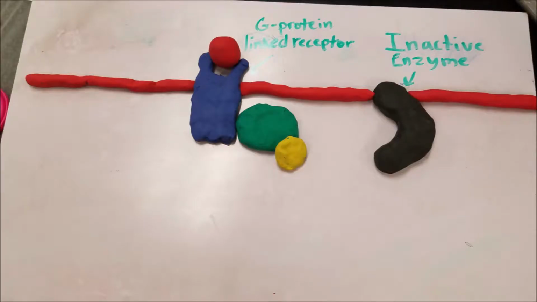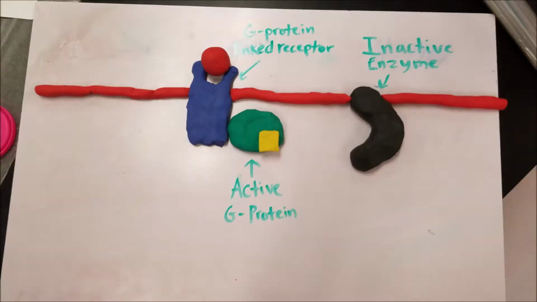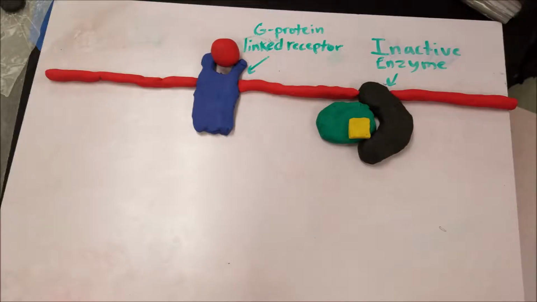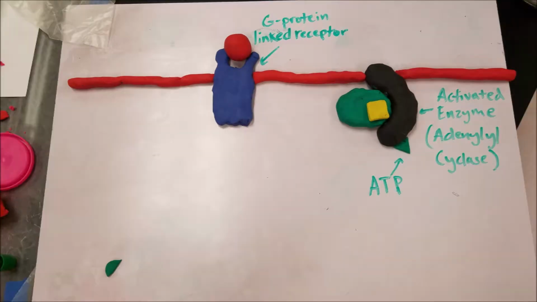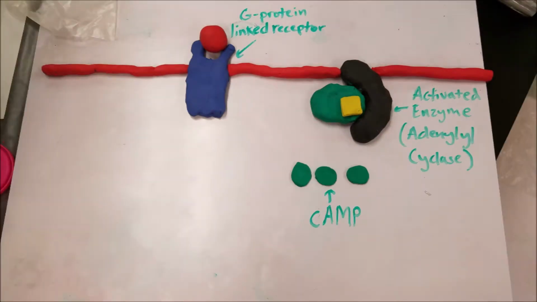The G protein then picks up a GTP and it becomes activated. Next, it detaches from the receptor and binds with the inactive enzyme, which is adenylyl cyclase. When it binds to the enzyme, it changes its shape, making it active. Now, the adenylyl cyclase converts ATP into cyclic AMP, or cAMP.